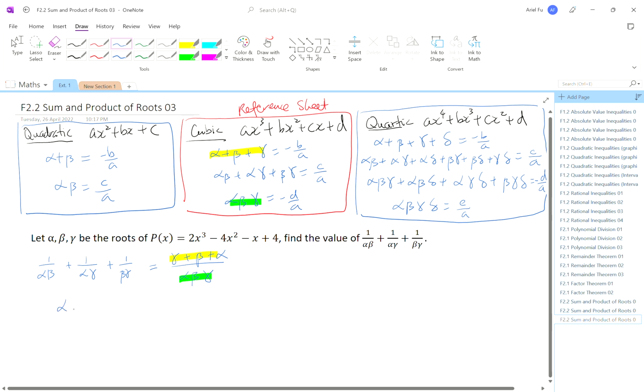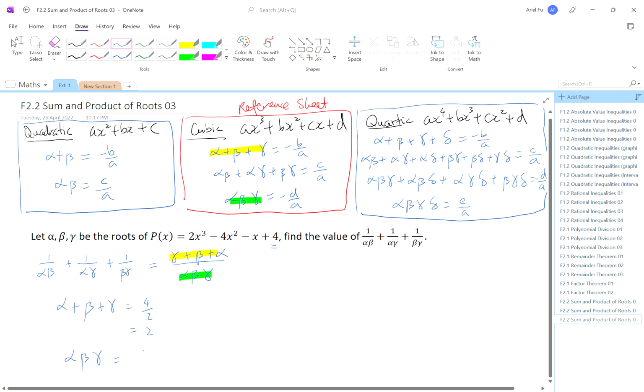I first need to know the sum of the roots. In this case, it is negative b on a. Negative b is negative negative 4, which is 4 on 2, which is 2. Now I've got alpha, beta, gamma, which is negative d on a. What is d? d is the last one, this one. So it's 4 on 2, but it's negative, so negative 4 on 2, which is negative 2.